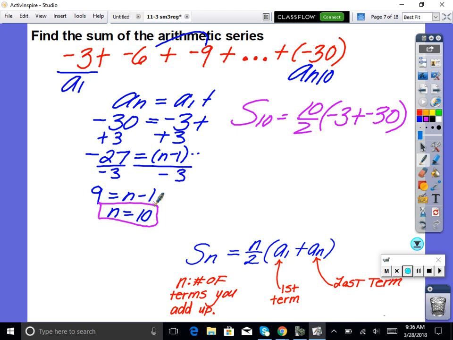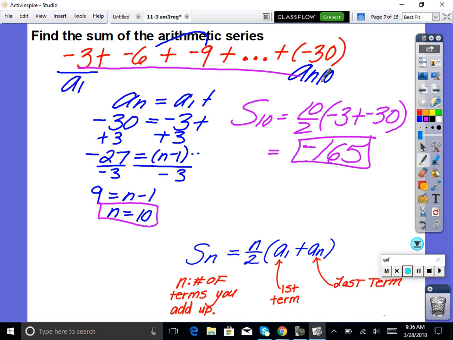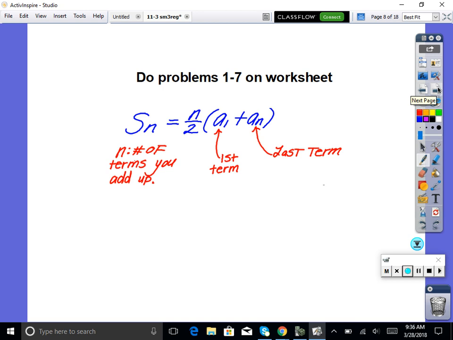However, could your sum come out to be negative? Yes. Because if you're summing up a bunch of negative numbers, it could come out negative. You would type that in and you'd get negative 165. So look, our sums can come out negative, which makes sense. If you're adding up a bunch of negative numbers, it'll probably come out negative. Okay, cool. Do 1 through 7 on the worksheet. Ready, set, go.